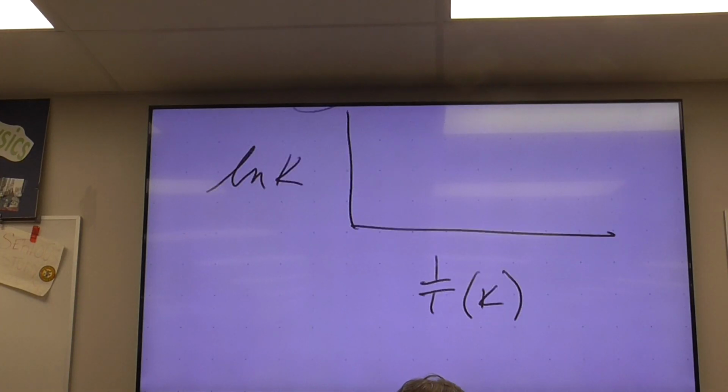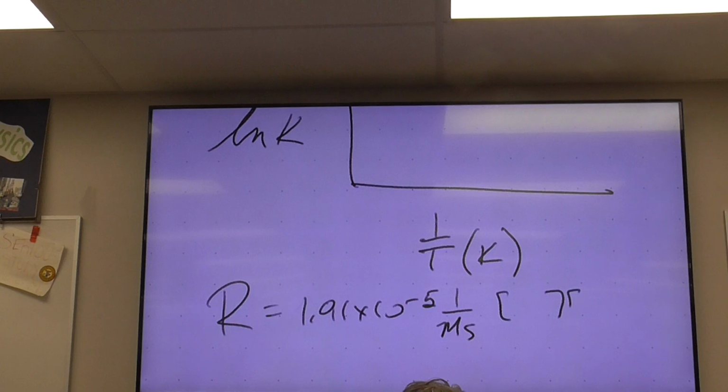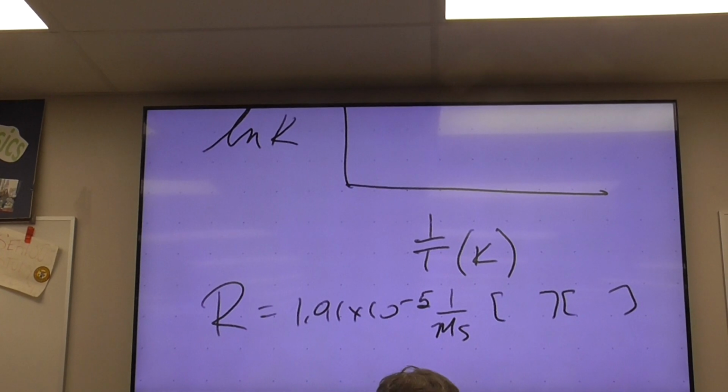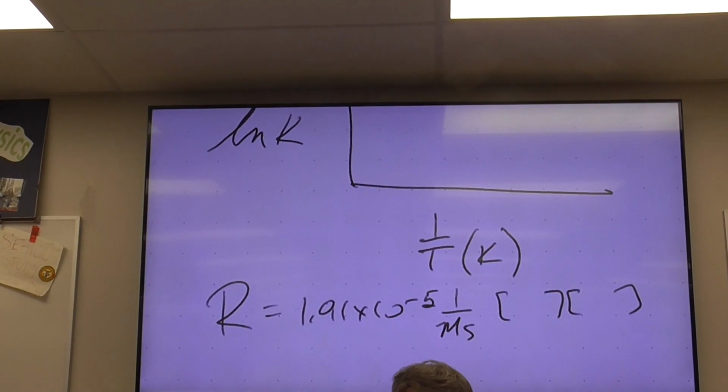So what you all have is your rate equals, what was the value of your average rate constant? 1.91 times 10 to the negative fifth. And I'm guessing hopefully that was 1 over molarity seconds, because you've got molarity times molarity. Now, that's based upon a certain temperature. Hopefully, if you don't have that temperature, just take the temperature of the solutions in there. So that's going to be one of your data points.